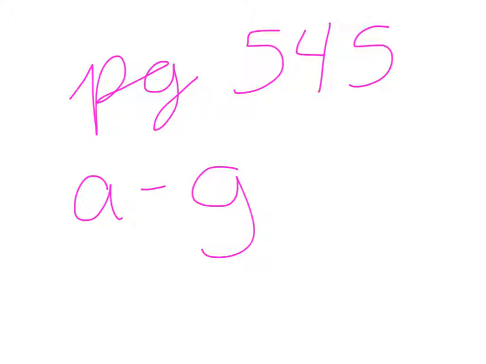Okay, on page 545, there are letters A through G. Now, A through F tell you to multiply mentally. So all you need to do this time, and only this time since it says to do it mentally, is just write down the answer. Okay? I won't make you show your work on these since we're doing them mentally.